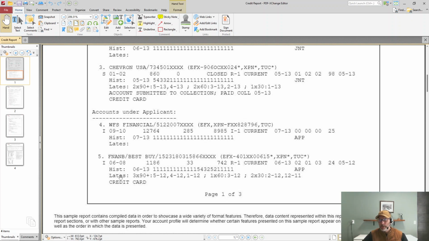It does show you here that they have a number of lates. It shows you they have 3 90s, and it shows you the dates right there. It says they have one 60-day late, and it shows you the date of that 60-day late. 2 30-day lates with the associated date also.